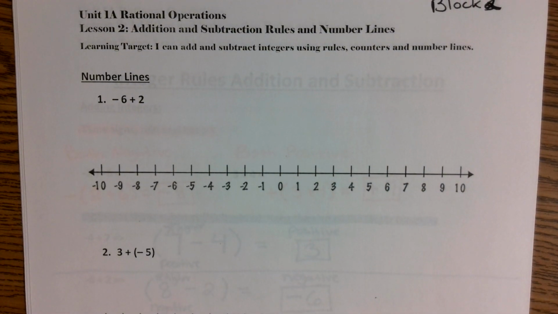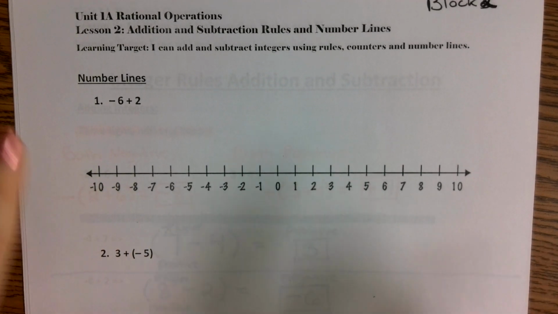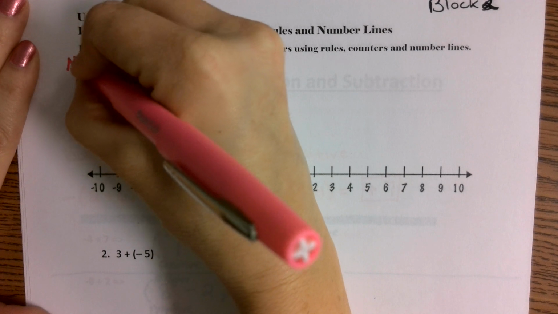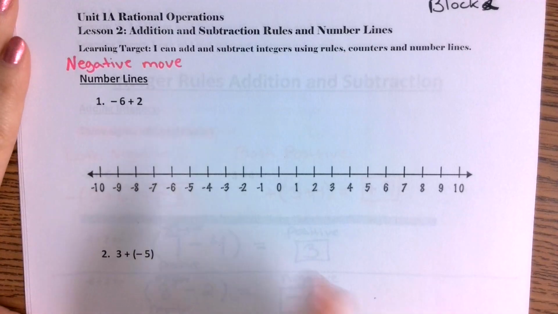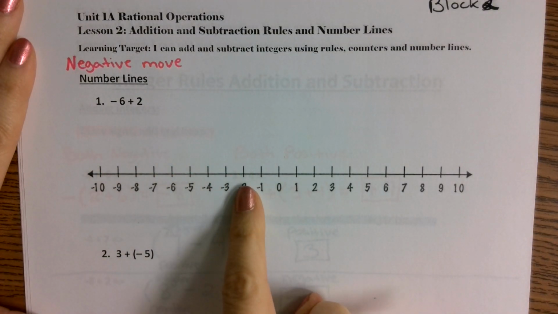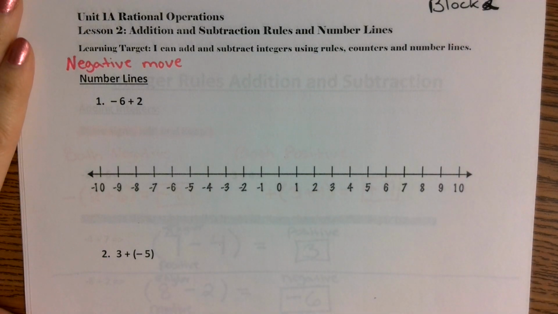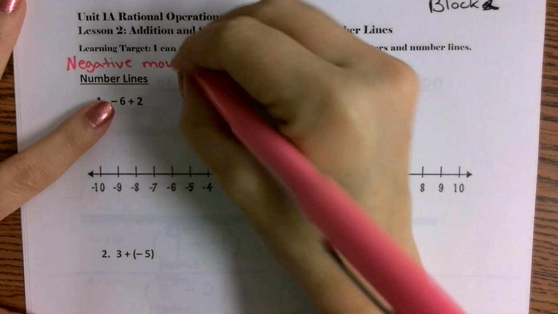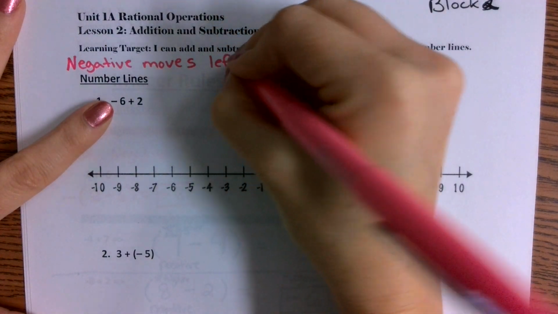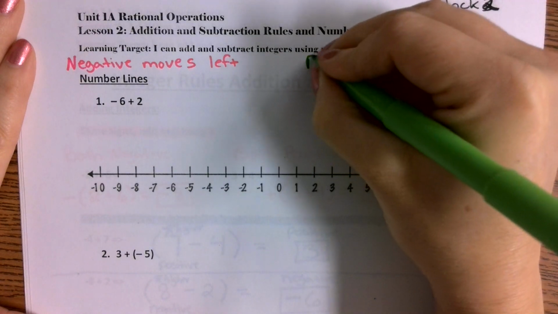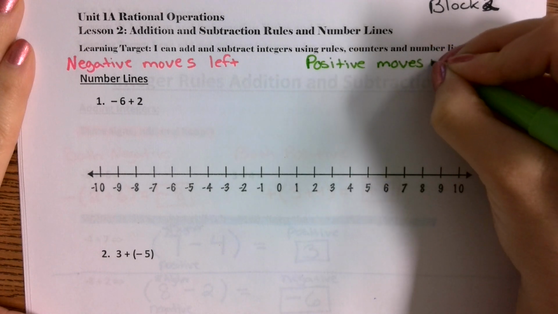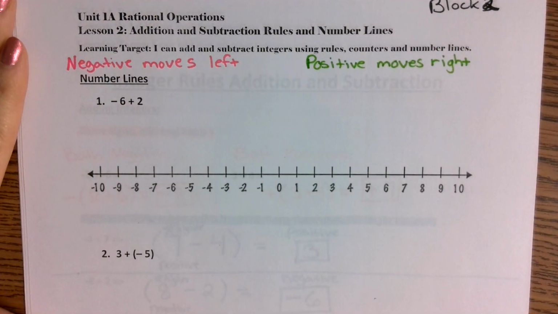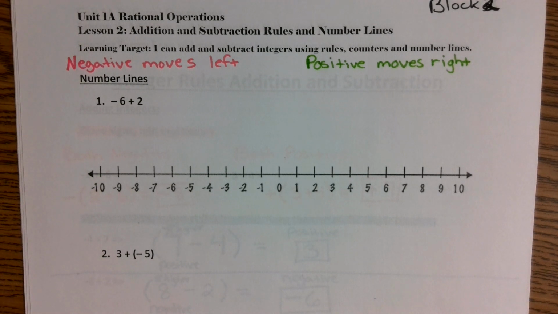Now, negative values and positive values move in different directions when it comes to the number line. Who thinks they can raise their hand and tell me what direction do you think negative values will move? Do you think that they're going to move to the left, or do you think that they're going to move to the right? Angel? Left. Very good. Negative is going to cause you to move left. Negative moves left, and positive moves right. Negative moves to the left, positive moves to the right.